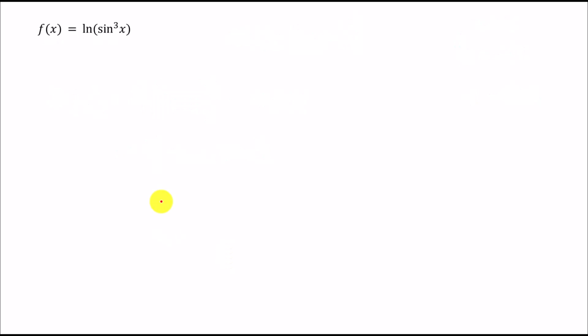Okay, let's look at this example. Now we're going to be combining rules. So you see that we have a natural log right here and a sine cubed on the inside. So we know that the rule for natural log is the derivative of the inside, which would be this, over the inside as you see it.